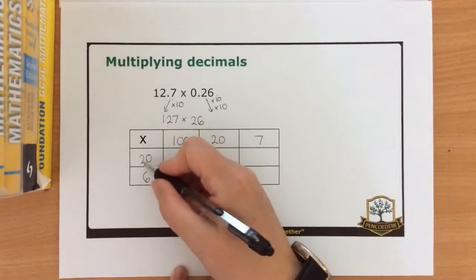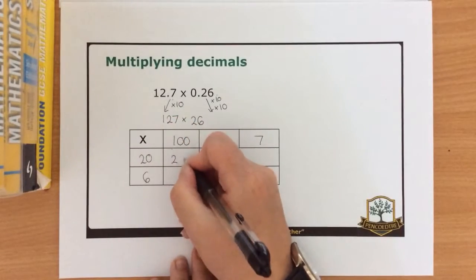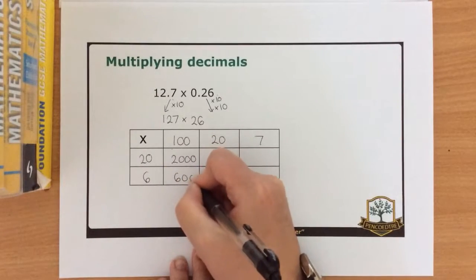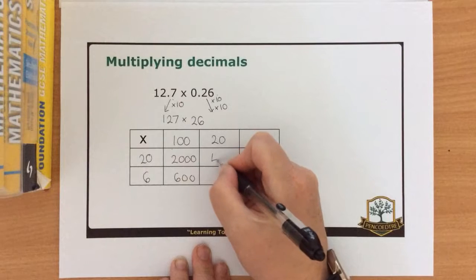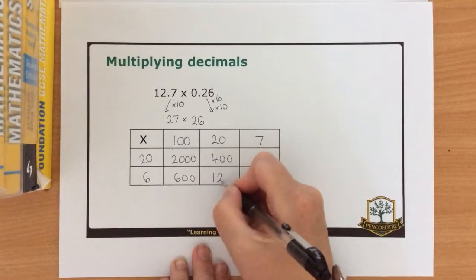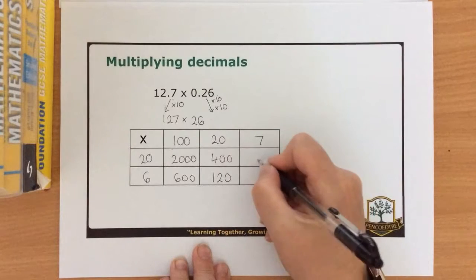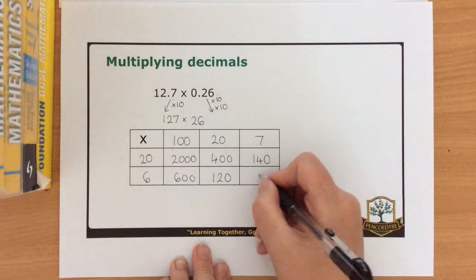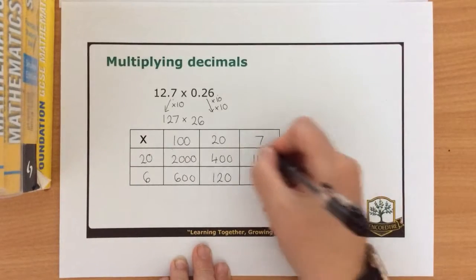26. 2 times 1 is 2 and 3 zeros. 6 times 1, 2 zeros. 2 times 2 is 4, 2 zeros. 6 times 2 is 12, 1 zero. 2 times 7, 14 and a zero. And lastly, 6 times 7 is 42.